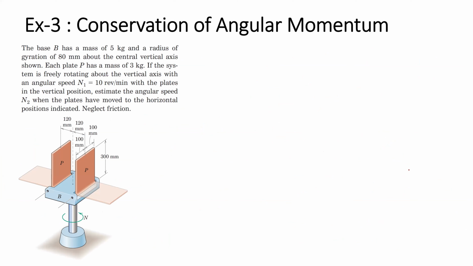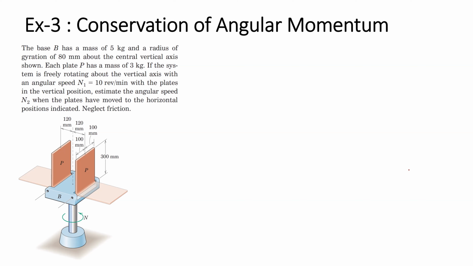So here is the last example: the conservation of angular momentum. We may be familiar with this type of problem from physics class. It's not difficult, but in the schematic here, they draw the picture in 3D. Don't be afraid of the 3D schematic. Try to simplify the picture.